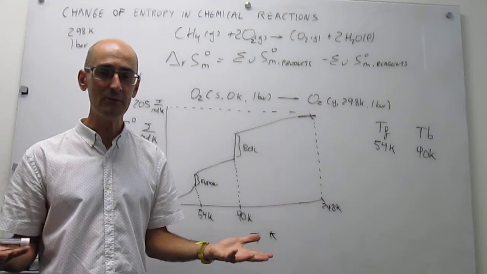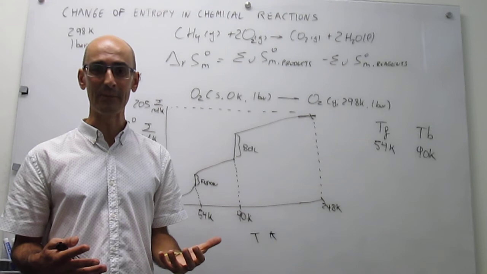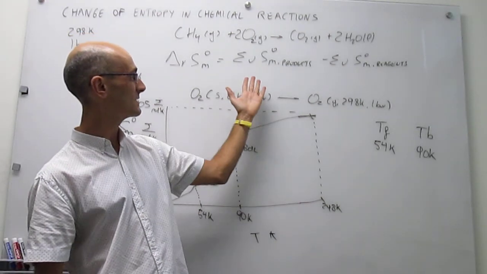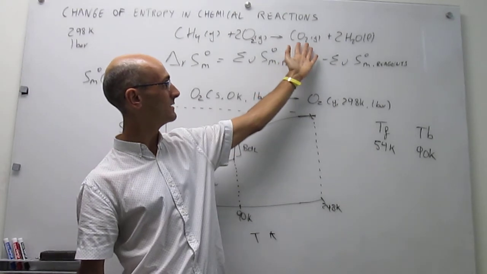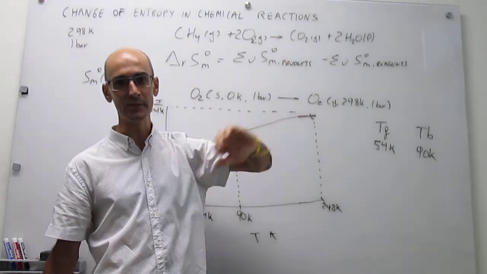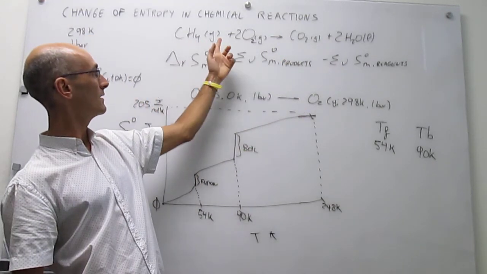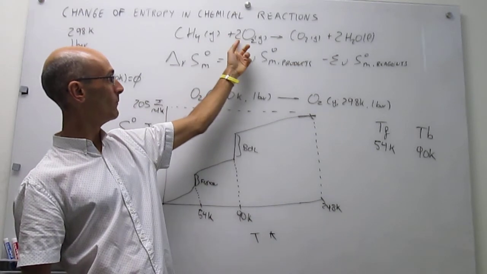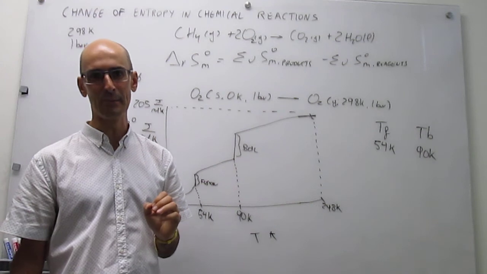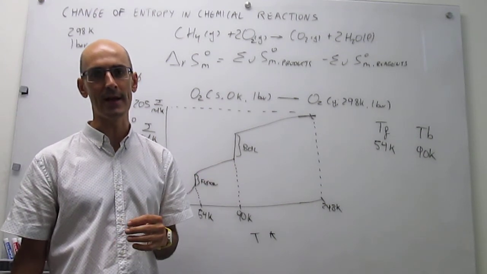If you have those values, then calculating the change in entropy in the chemical reaction is straightforward, because the only thing you have to do is add up all of the entropies of the products, multiplied by the stoichiometric coefficients, and then subtract from those the entropies of the reagents, methane and oxygen in this case, multiplied by the stoichiometric coefficients. That difference is simply the change in entropy in the system, which is the chemical reaction.